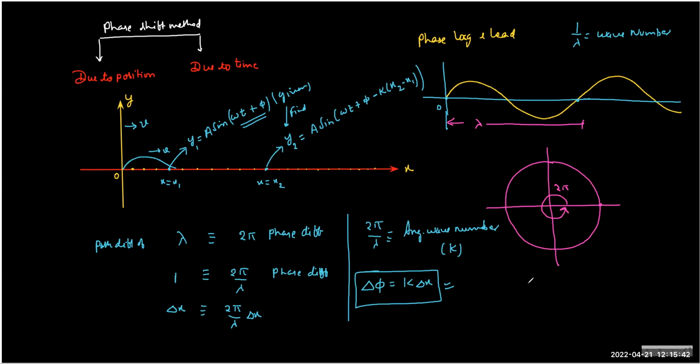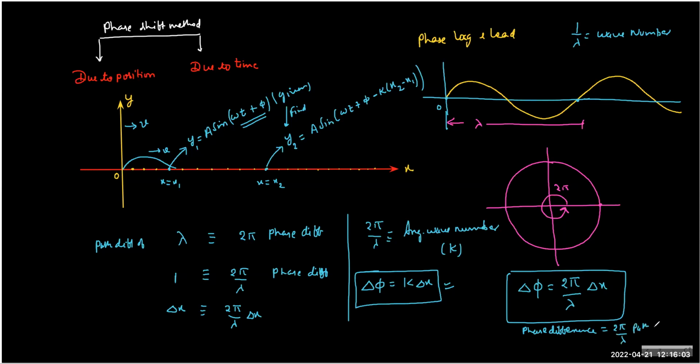This relation is very important. The phase difference is 2 pi by lambda into path difference. So you can just write it like this: phase difference equals 2 pi by lambda into path difference. Knowing the position is sufficient to tell us about the lag or the lead. And how to decide the lag and the lead? I have told you.